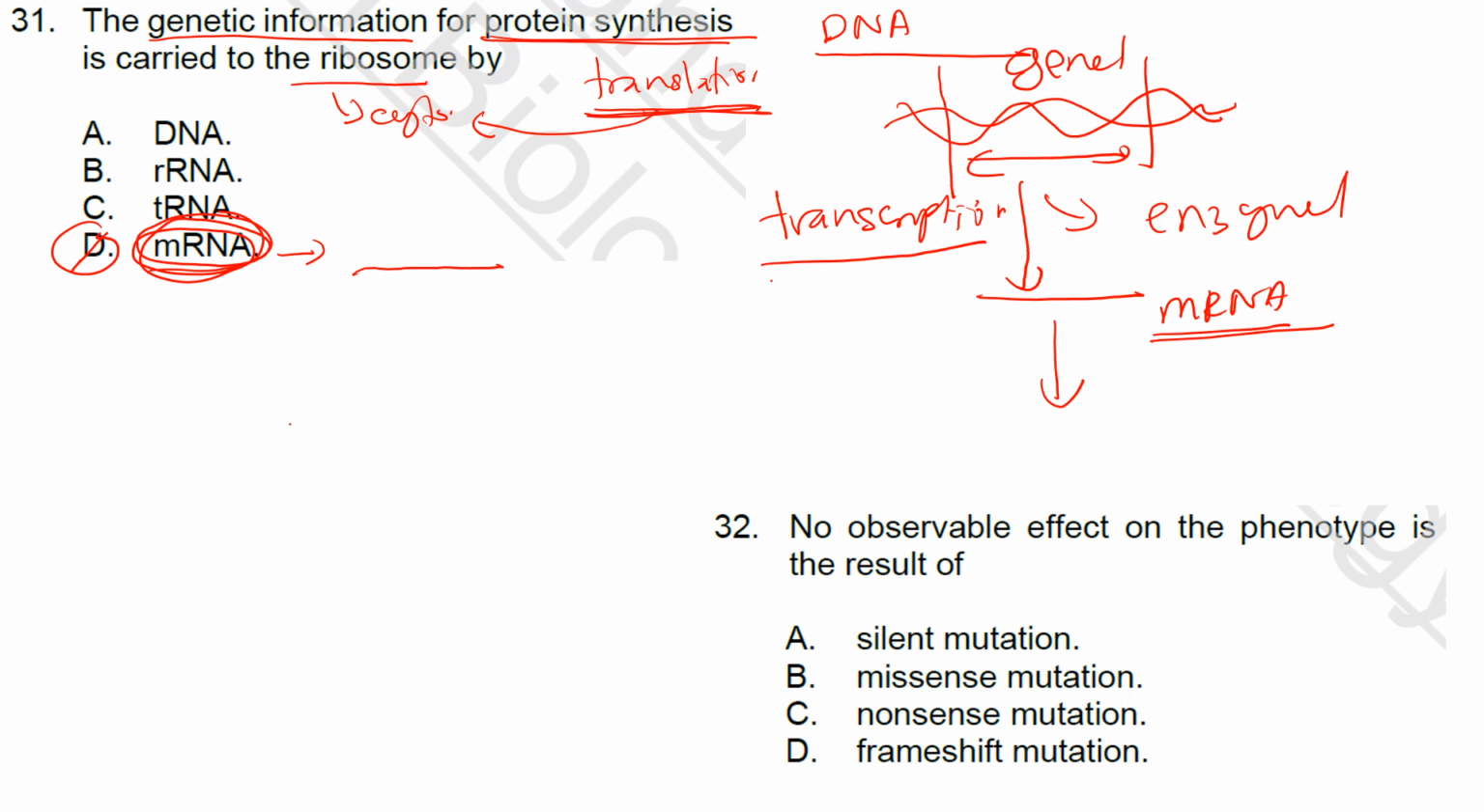Number 32, no observable effects on the phenotype is the result of silent mutation. So there are basically 3 types of mutation that occur if a sequence on a codon is changed. You have the silent mutation, missense mutation, and nonsense mutation.